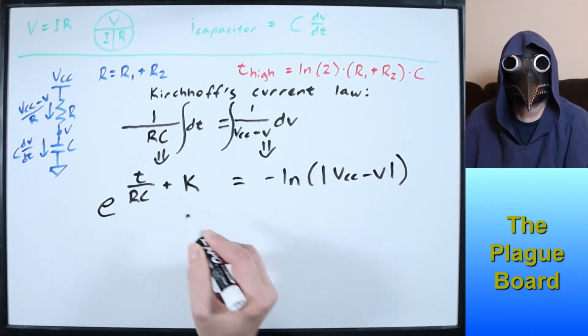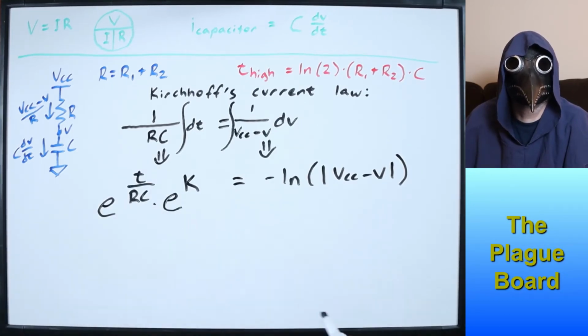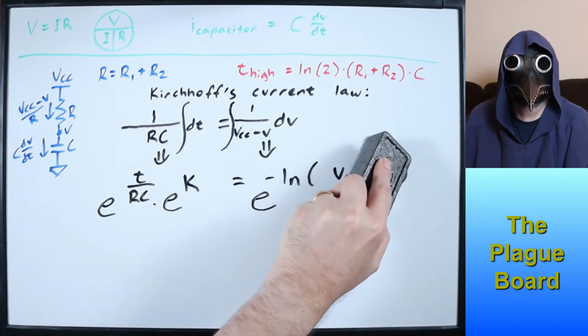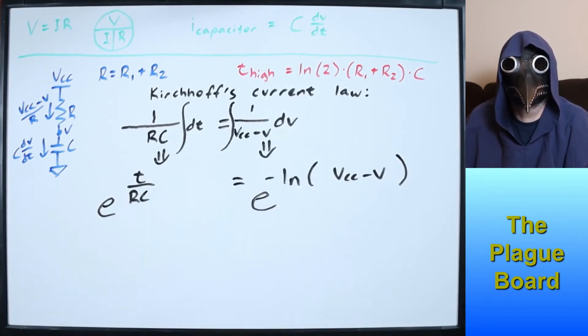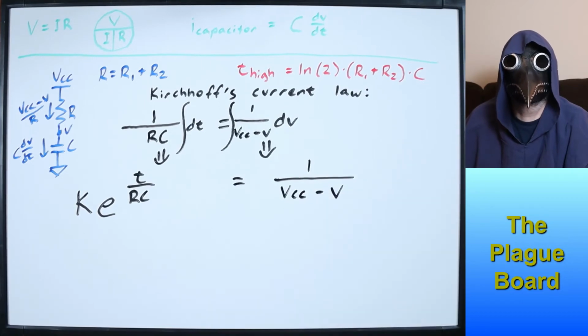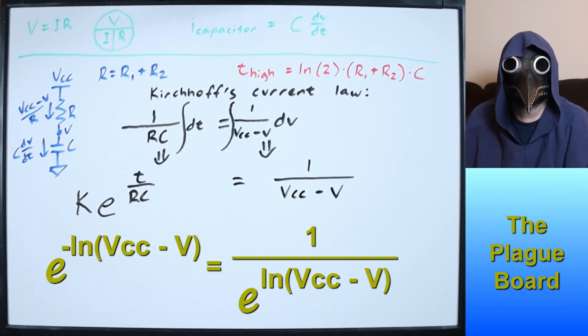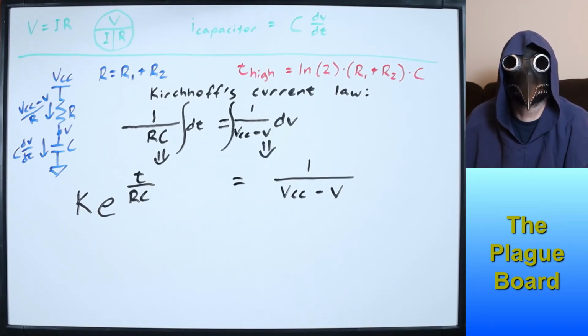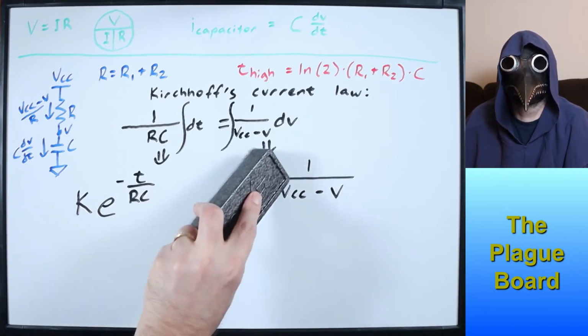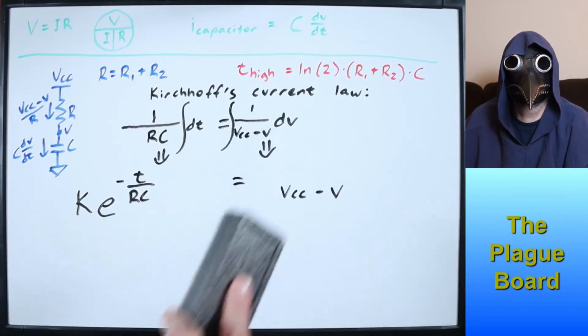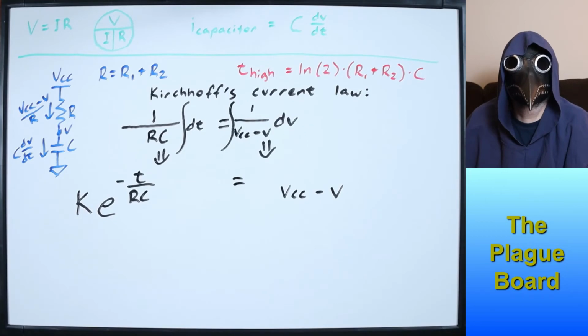I'll use the inverse function to natural log on both sides, noting that VCC minus V will always be positive. This gives us some constant k times e to the t over RC equal to 1 over VCC minus V. Note that e raised to a negative value is the same as 1 over e raised to the non-negative value, hence VCC minus V is in the denominator. I'll take the reciprocal of each side where k is some constant just like 1 over k would be. The new k will be a different value from the previous k, but still an unknown value.